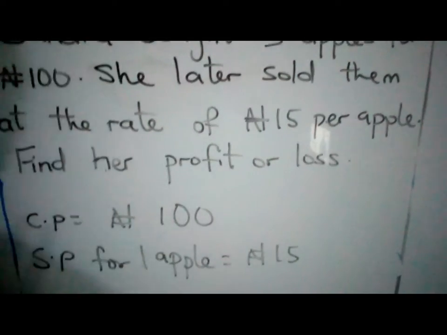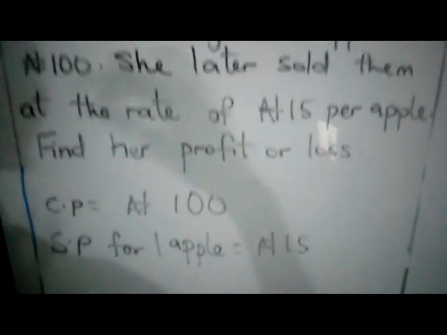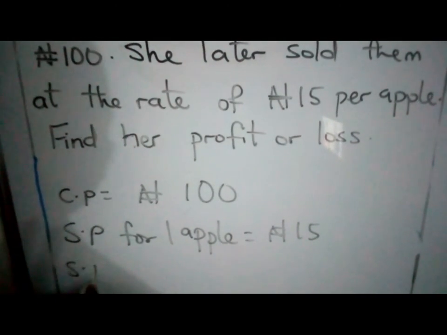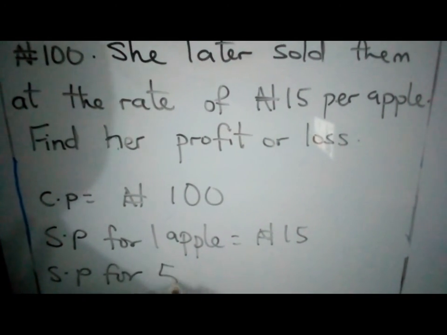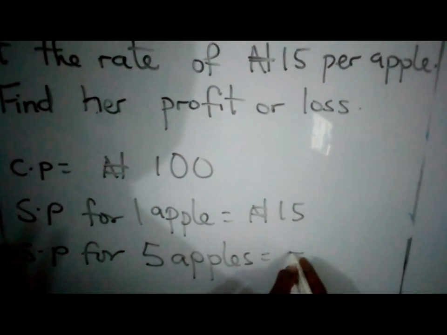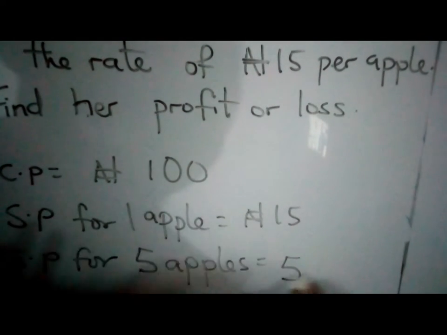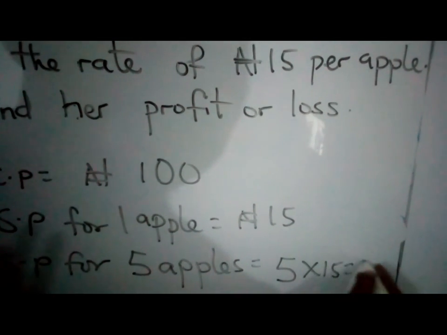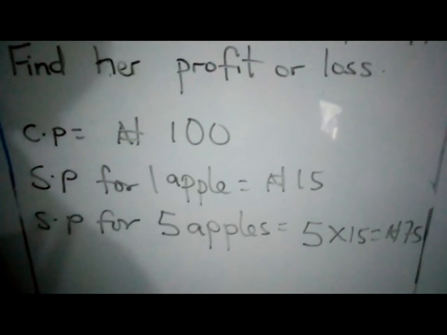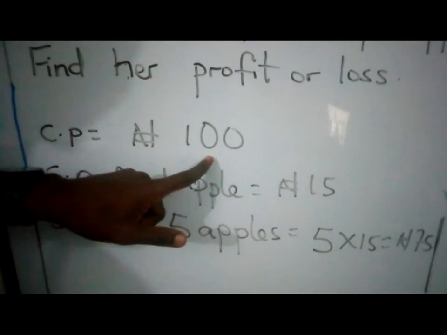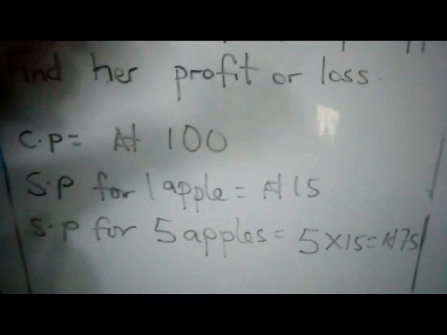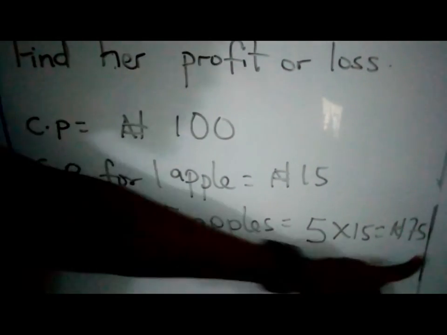But that is not what we need. We need the selling price for all the apples she sold. So how do you achieve that? Selling price for 5 apples, which is the total number of apples, will be that 5 times the price of 1, 15. How will that give you? It will give you 75 naira. So in this transaction, her cost price is 100 naira, while the selling price is 75 naira, not 15. 15 is the selling price for 1, but we need the selling price for all, which is 75 naira.